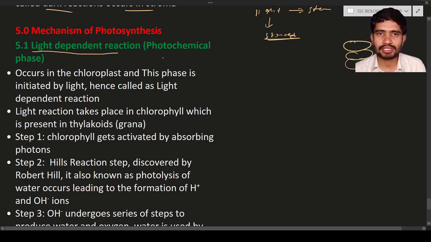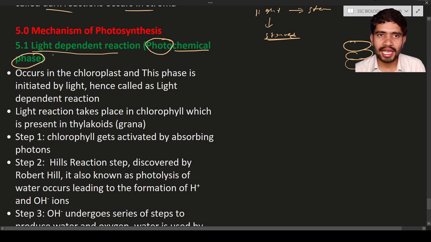Light dependent reaction is also known as the photochemical phase. What does photochemical phase mean? Here the light is required, that is photo. Chemical means it is used for the production of a chemical substance, that is glucose. Hence we call it the photochemical phase. The phase is nothing but a stage. With the help of light, some chemical substance is produced, and that stage is known as the photochemical stage.